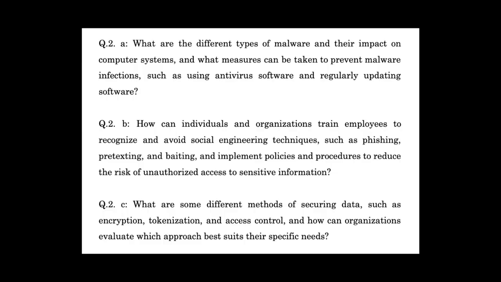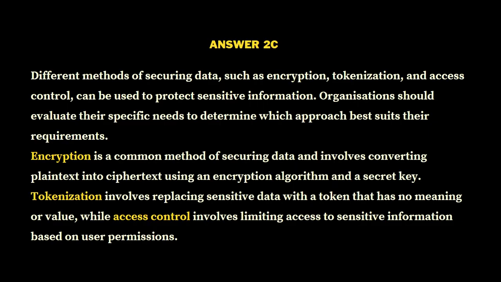Question number two, C part. What are some different methods of securing data such as encryption, tokenization, and access control? And how can organization evaluate which approach best suits their specific need? Answer 2C. Different methods of securing data such as encryption, tokenization, and access control can be used to protect sensitive information. Organizations should evaluate their specific needs to determine which approach best suits their requirement.